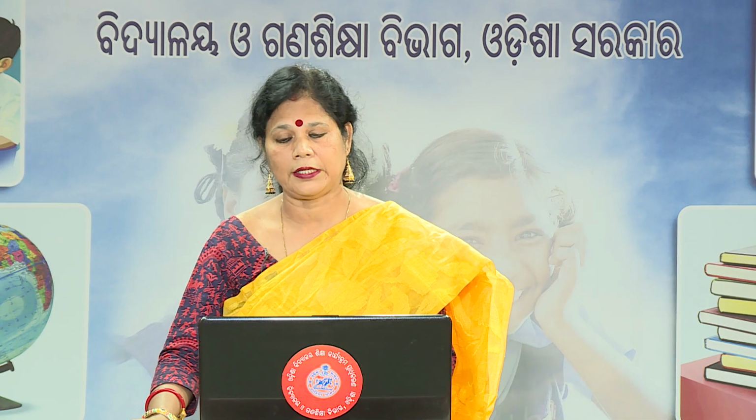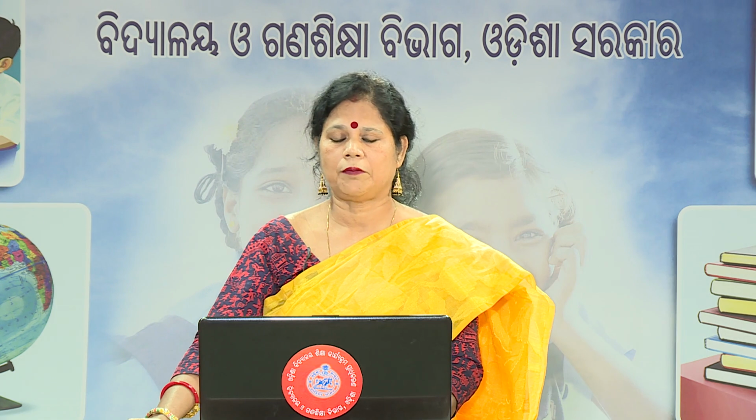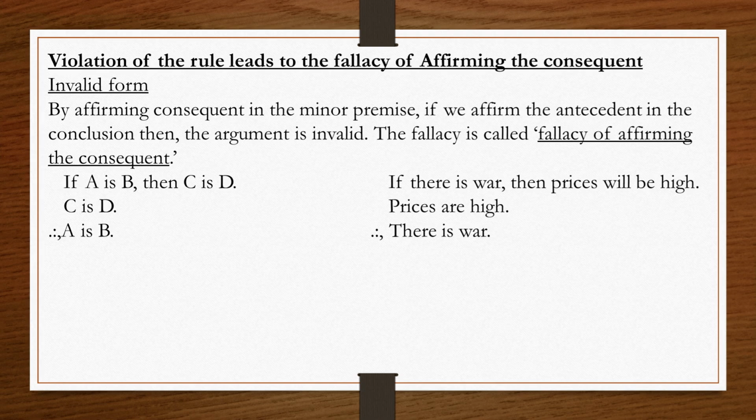This is invalid form and this invalid form, this fallacy is called fallacy of affirming the consequent. Fallacy of affirming the consequent. Question comes, what is the fallacy of affirming the consequent? So, you have to write what is that fallacy and you have to give one example.